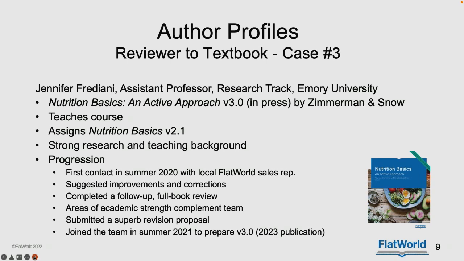And so what Jennifer did is she submitted a superb revision proposal on how she would overhaul certain parts of the book and where she would bring it up to date and partner with the remaining author, Beth Snow, to just make version 3.0 the best ever. As a result, we came to agreement. She joined the team in summer of 21. She's working on the revision now, and it'll be out in 2023. So that's one of those stories where Jennifer went from adopter to reviewer to a textbook co-author.